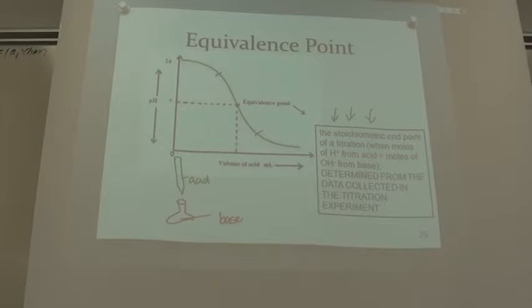In AP Chem, we use a pH meter, which is an electronic device that determines in a titration the exact point when the moles of the acid equals the moles of the base. That's the equivalence point.